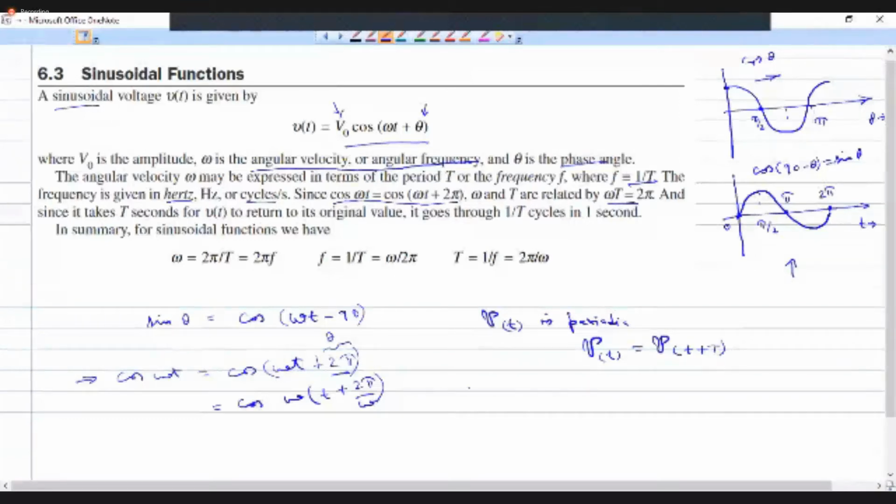Now, when we compare this expression with this expression, we can write this as equal to cos of omega of t plus some capital T, which is called the time period of this cosine function, right? So then we compare this T with this 2 pi by omega, and we can write T is equal to 2 pi by omega, right? So that is how this relationship is written. That is omega T is equal to 2 pi. You cross multiply this, you will get this relationship.